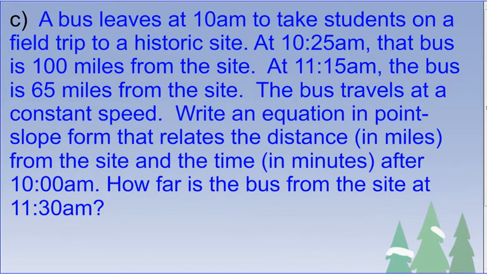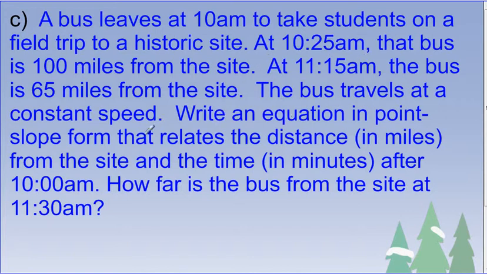Now this letter C is a bit harder. We're actually going to do this one together instead of having you do it by yourself. It says here, a bus leaves at 10 a.m. to take students on a field trip to a historic site. Okay. At 10:25, the bus is 100 miles from the site. At 11:15, the bus is 65 miles from the site. The bus travels at a constant speed.